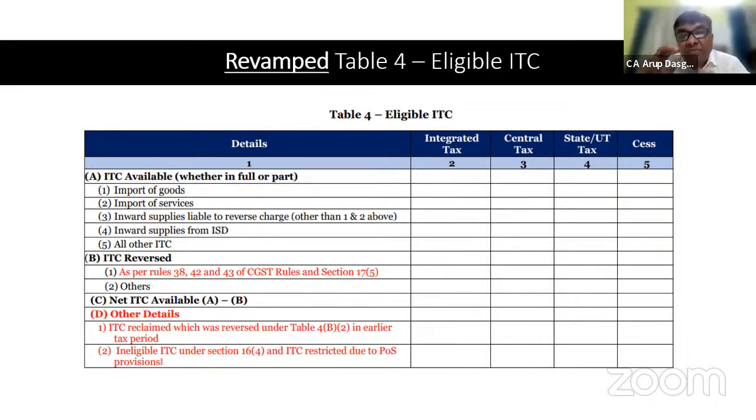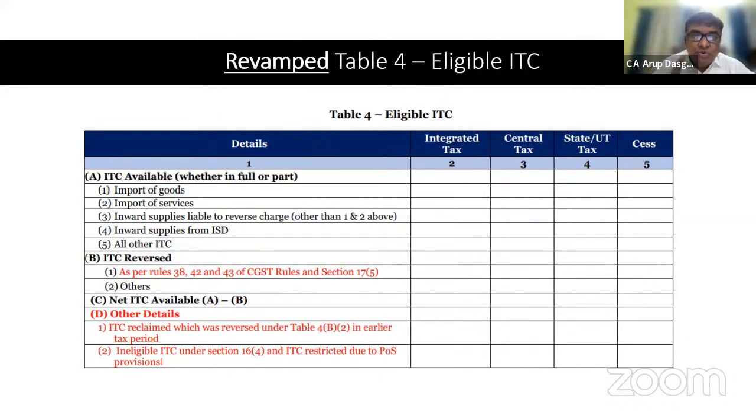Why? Because whatever figure you put here, it impacts your electronic credit ledger. Whatever figure you gave in import of goods will go to the credit ledger. You have shown some under all other, that will go to the credit ledger. You have reversed, that will be deducted from the figure going to credit. But whatever is there in D, that is whatever disclosures you are giving, what are the disclosures you are giving? ITC claim which was reversed earlier, ineligible ITC under section 16(4), and ITC restricted due to POS provisions. So all these disclosures which you are giving are not impacting your electronic credit ledger.